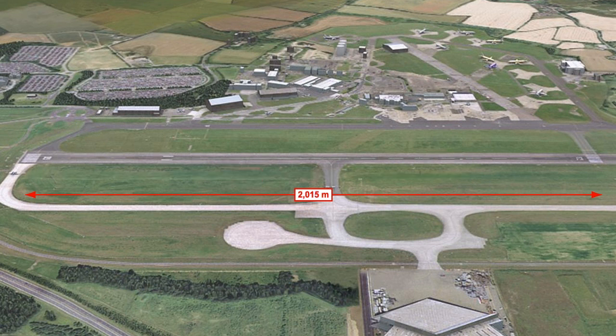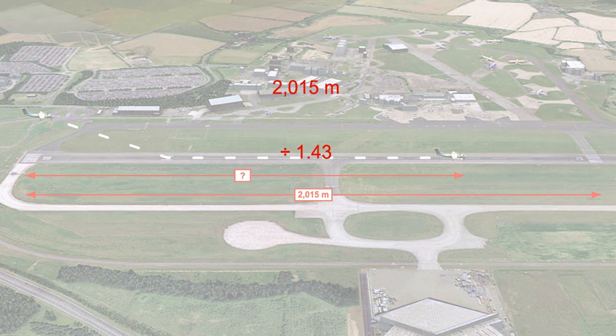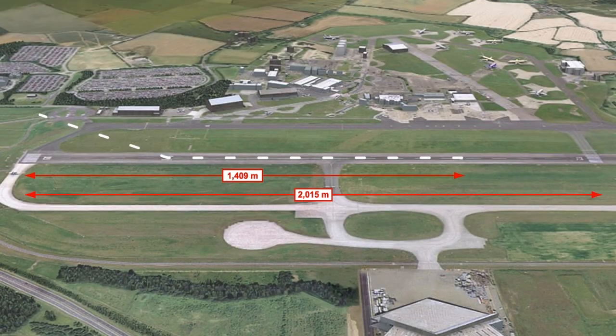Let's look at it another way. If the available landing distance was 2015 meters, then what must be the maximum landing distance of a turboprop in order to comply with the regulations? In this case, we must find out what 70% of 2015 meters is. Therefore, divide 2015 meters by 1.43. This gives an answer of 1,409 meters. In this example, a turboprop aeroplane must come to a full stop within 1,409 meters.